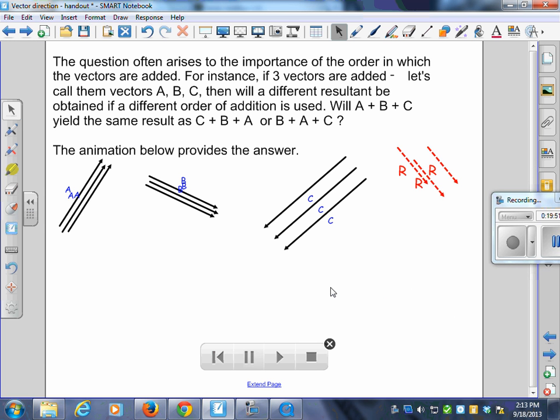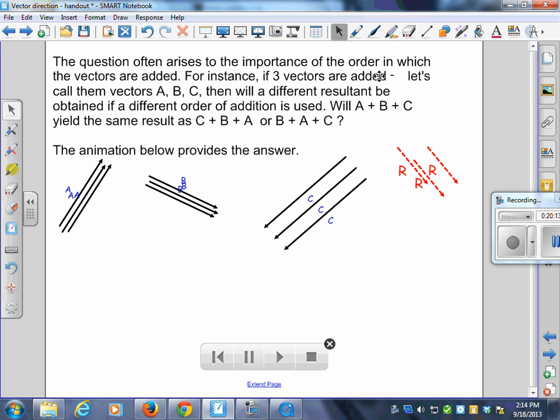Okay, now, this is really cool. I did this myself. Watch this. The question often arises as to the importance of the order. And you know what? Even after I show kids this, they still come to me a month later and say, Bennett, does it matter what order I do? And then I look at them like this. Okay? Because I've already taught you. The order does not matter.